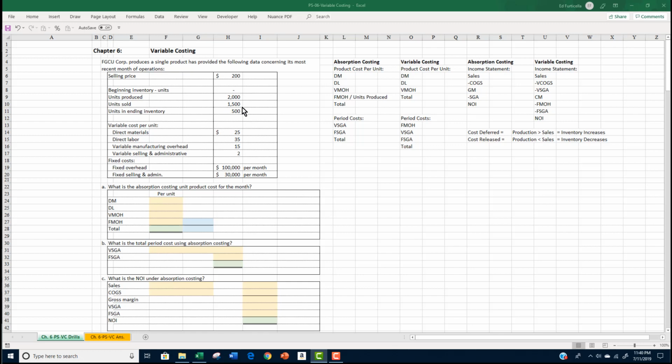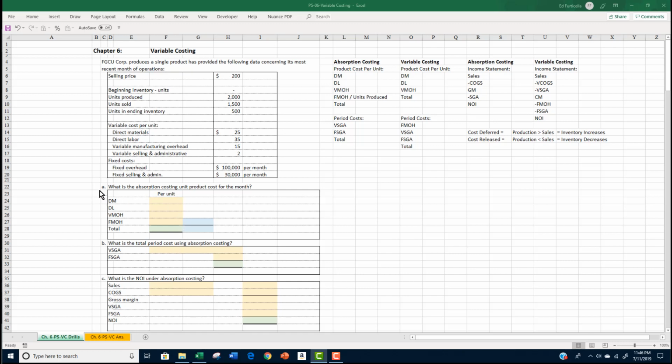Then you have a listing of the variable cost: the direct material, direct labor, variable manufacturing. These are all product costs. And then you have the variable SG&A cost of $2, which is a period cost. Last of all, you have fixed costs, and you have the distinction between fixed manufacturing overhead costs and fixed SG&A. All right, given that information, let's start doing this problem.